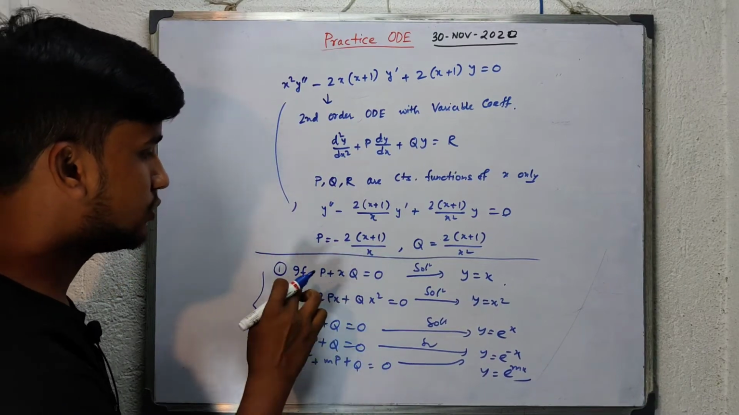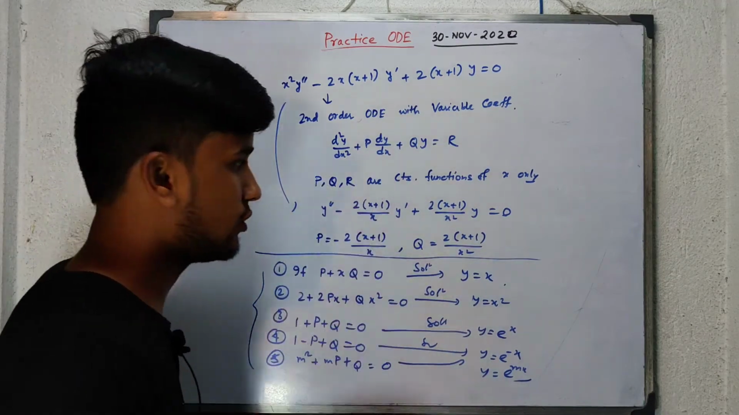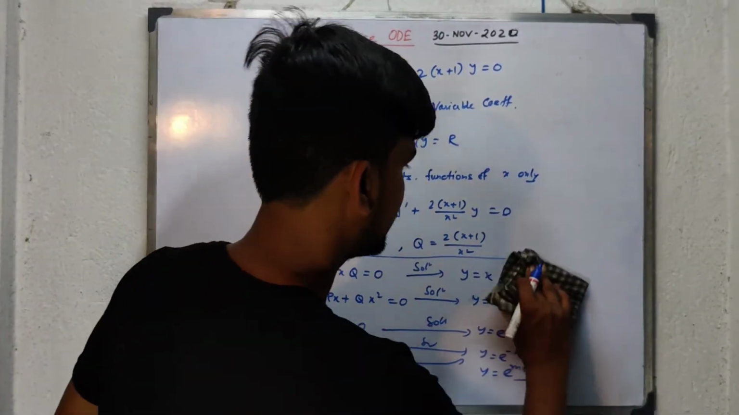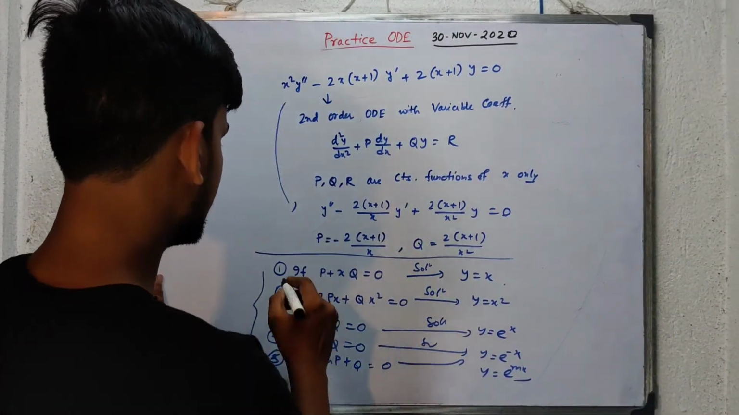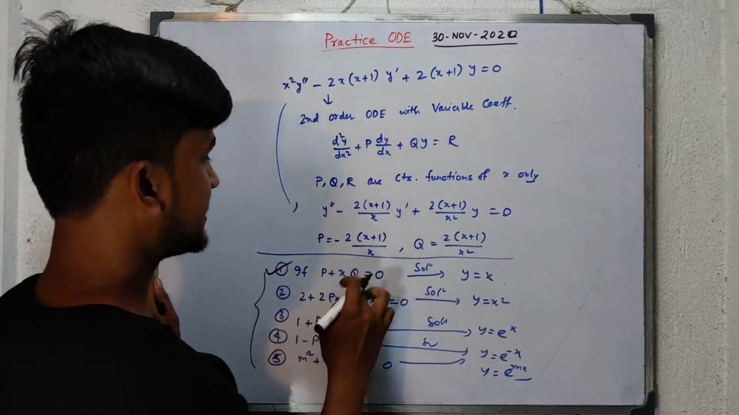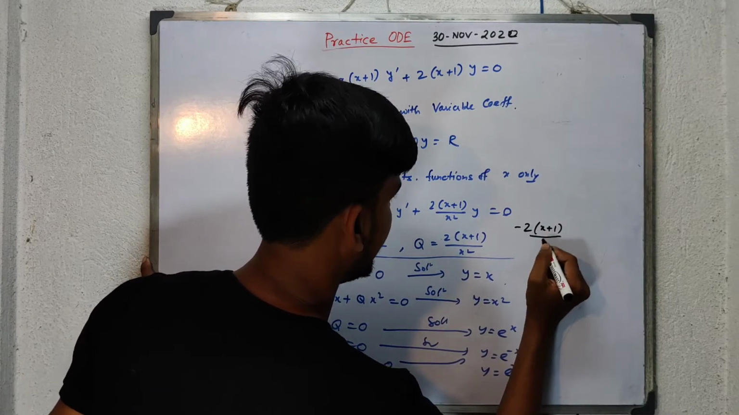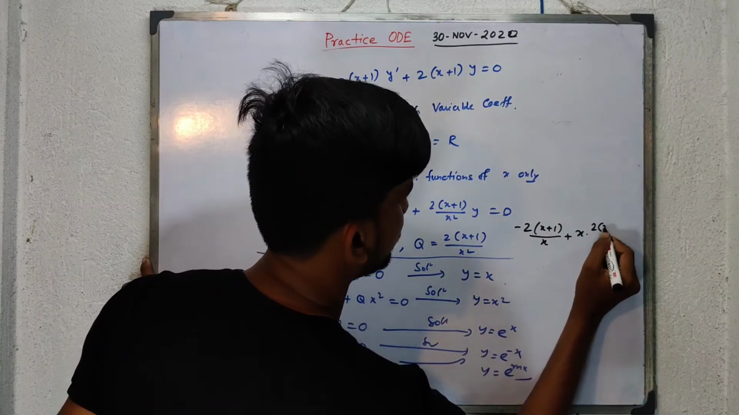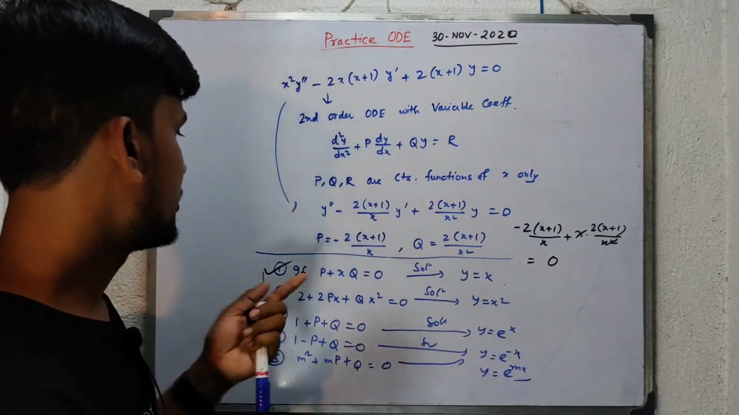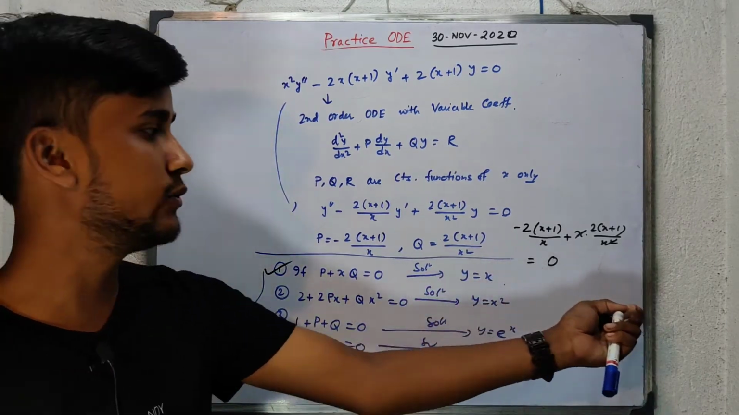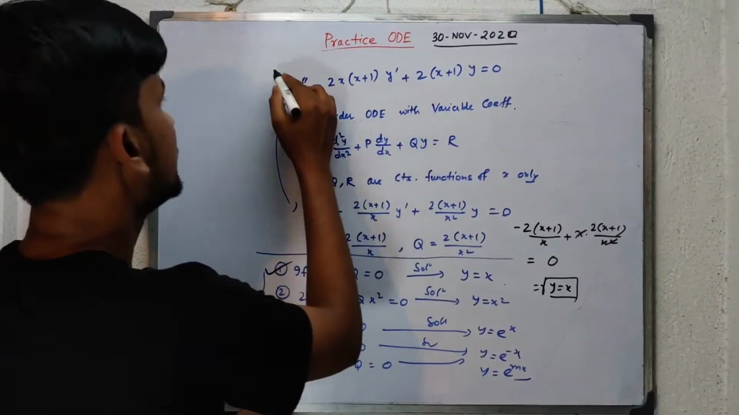Now we check whether any of the standard forms is satisfied for this equation. Suppose we check first at number 1. So p plus xq, that means p is minus 2(x+1)/x, plus x times q, which is 2(x+1)/x square, so x cancels, which is equal to 0. So p plus xq equals 0 means y equals x is the solution. So this implies y equals x is the solution of this given differential equation.